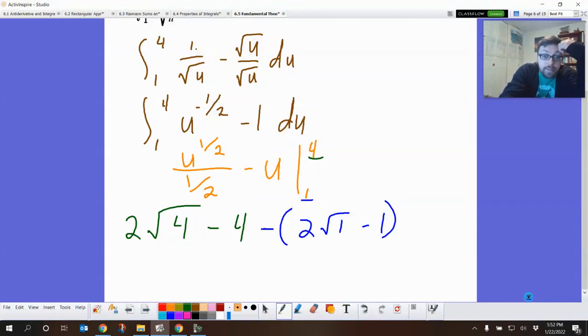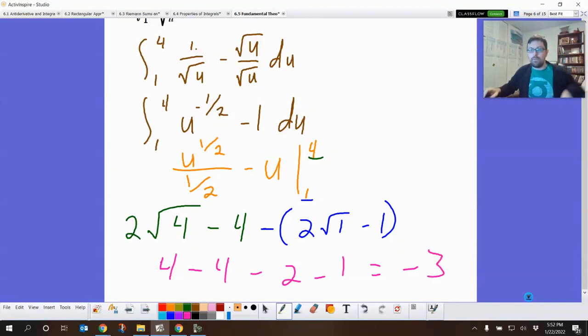Okay, so square root of 4 is 2. 2 times 2 is 4. Minus 4, minus 2, minus 1. So that is negative 3 for our thing. And we can check that on the calculator because this one was a bit weird.